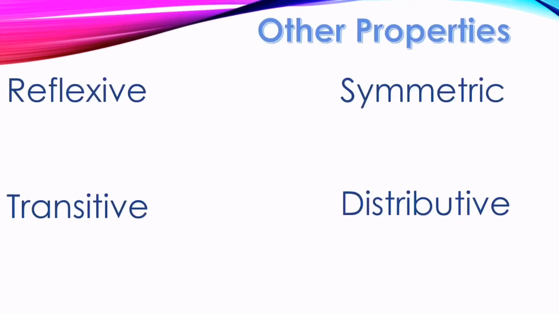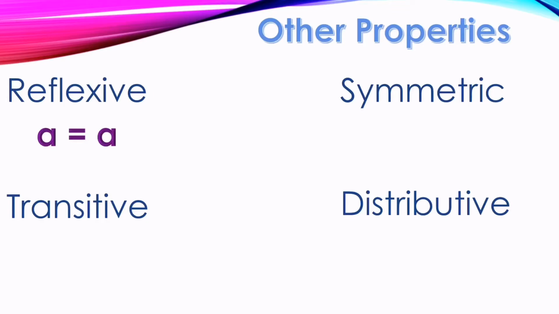So we have the reflexive property. Think about what reflexive sounds like. It sounds like reflection, right? Well, when you look in the mirror, you're looking at yourself. It's you. If you have a blue shirt on, you're going to have a blue shirt on in the mirror. So it's what you are. A equals A. That makes sense.